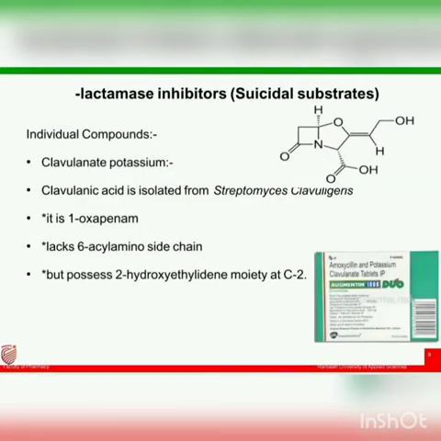Now we will study the individual compounds which are used as beta-lactamase inhibitors. Firstly, we will see clavulanate potassium. The structure of clavulanate potassium is given on the screen. Clavulanic acid is isolated from Streptomyces clavuligerus. It is a 1-oxapenem. It lacks the 6-acylamino side chain but possesses a 2-hydroxyethylidene moiety at carbon 2.